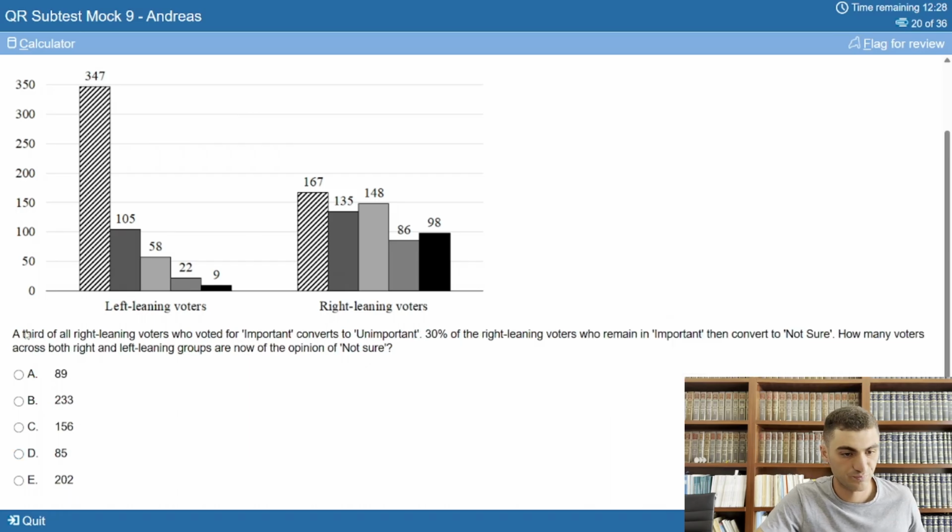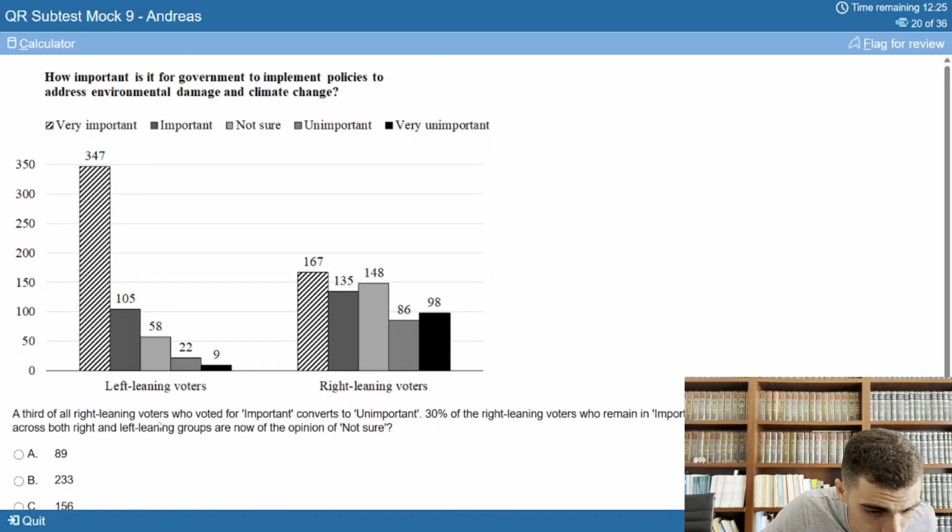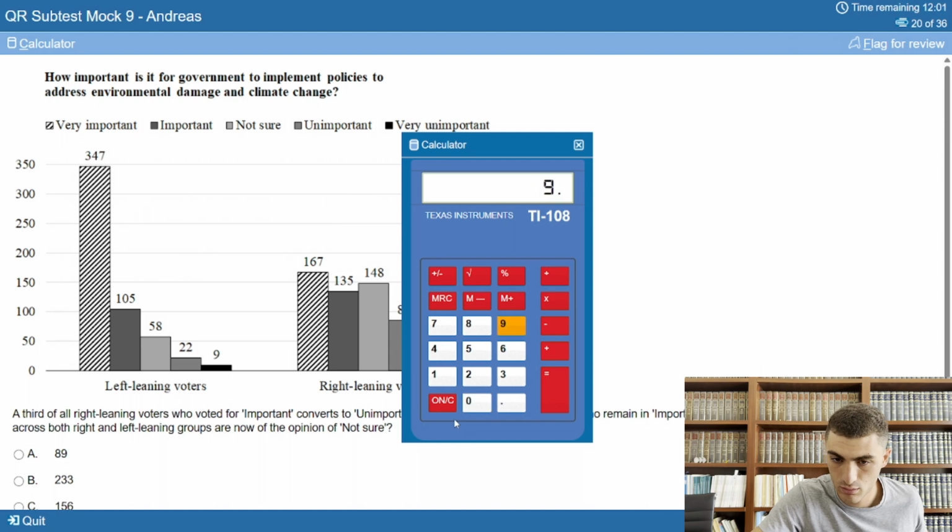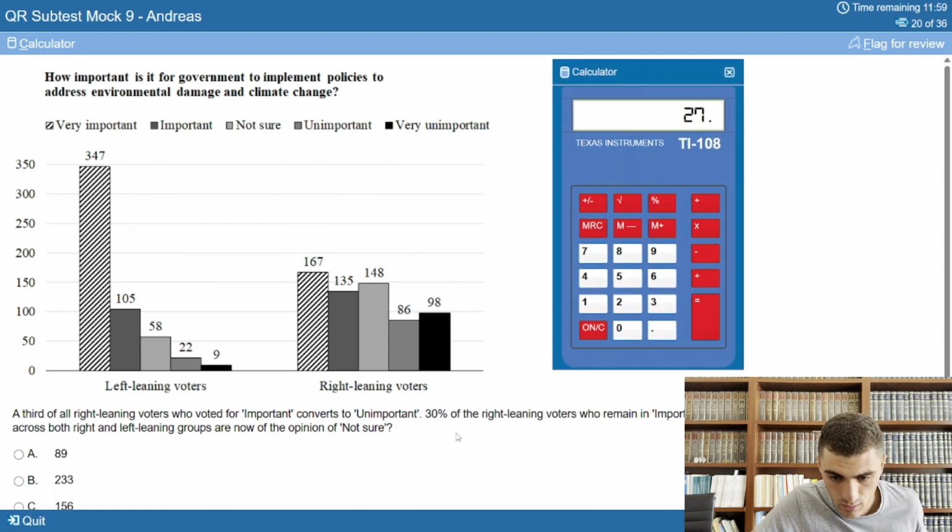It should be 9%. A third of all right-leaning voters who voted for important, right-leaning voted for important, 135 divided by 3 is 45, so it's 45 people from here converts to unimportant, so plus 45 here. 30% of the right-leaning voters will remain, so it was 90 people remaining. 30% of that is 27 people. Quite not sure. Okay, so I'm getting confused.